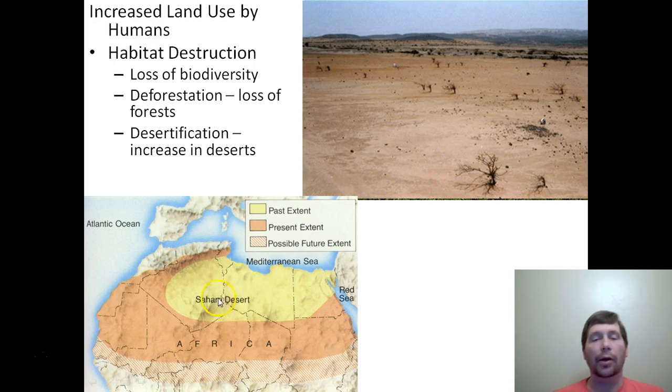This yellow area here is where the Sahara Desert used to be. This brown area is where the Sahara Desert is now, and this striped area down here is where we're predicting the Sahara Desert is going to grow to in the next couple hundred years. Why do deserts grow? It's because humans are using the water for other things. The water that used to go to grow trees and grass here is being used up by humans because we need it for drinking and for agriculture. So deforestation and desertification are two big ways that humans destroy habitats.